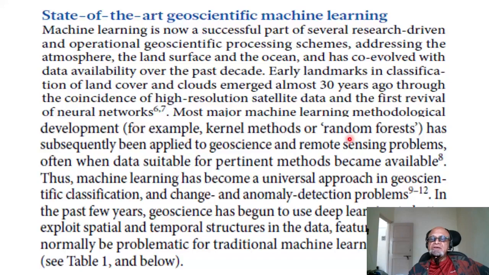Most major machine learning methodological development, for example, kernel methods or random forests, very specific terms that we will leave for now. I'm not going to get into those details. Either you're an expert or you have to look it up, right? So the development has subsequently been applied to geoscience and remote sensing problems, often when data suitable for pertinent methods became available. Thus, machine learning has become a universal approach in geoscientific classification and change and anomaly detection problems.